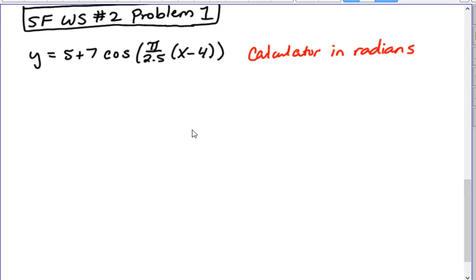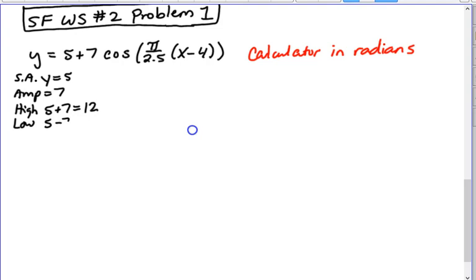So I start with the sinusoidal axis, which is 5. So that is at the line, basically y equals 5. There's a horizontal line that represents the sinusoidal axis. The amplitude is equal to 7, which means the high point of my graph is going to be the sinusoidal axis plus the amplitude, which would be a high of 12, and the low point of the graph would be the sinusoidal axis minus the amplitude, which is going to be -2.